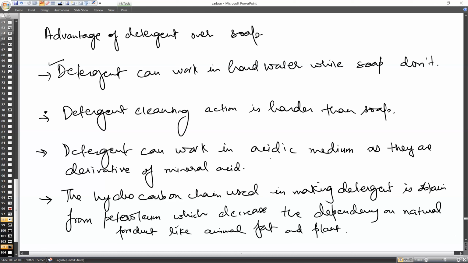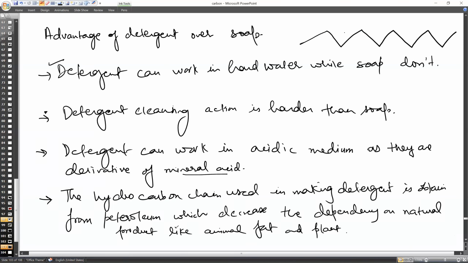Detergents can work in acidic medium also because they are derivatives of mineral acid. Carboxylic acid is a weak acid and mineral acid is a strong acid, so they can work in acidic medium too. So where cleansing is not done in an acidic medium, there we can use detergents.